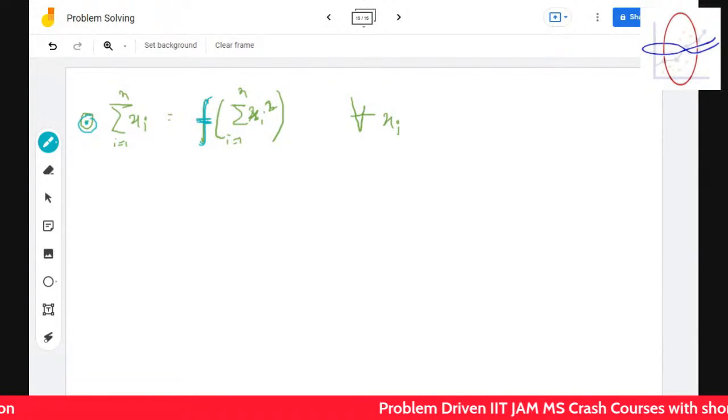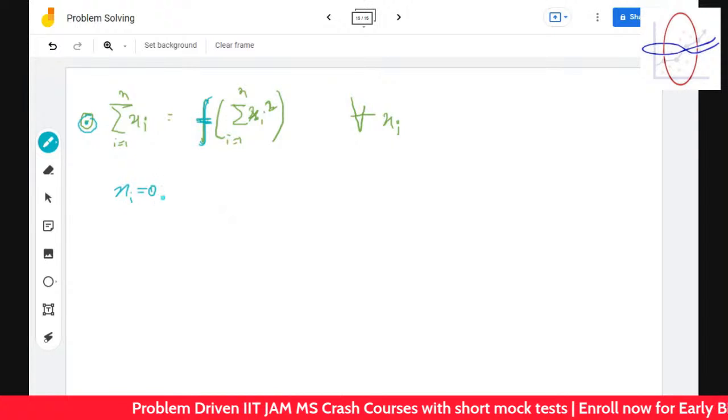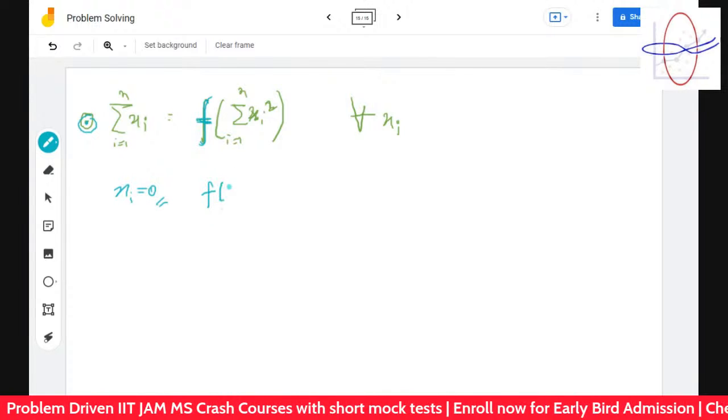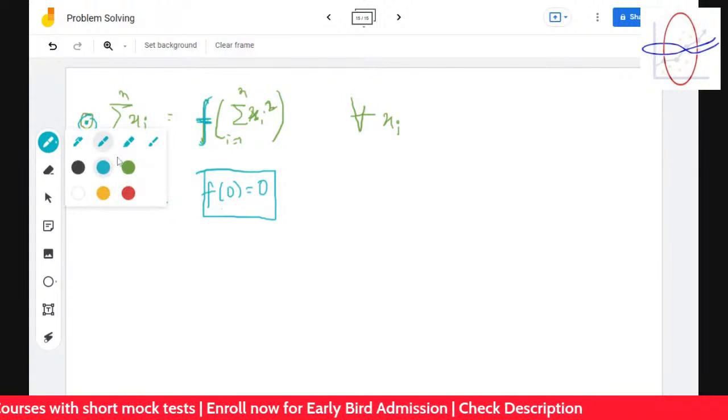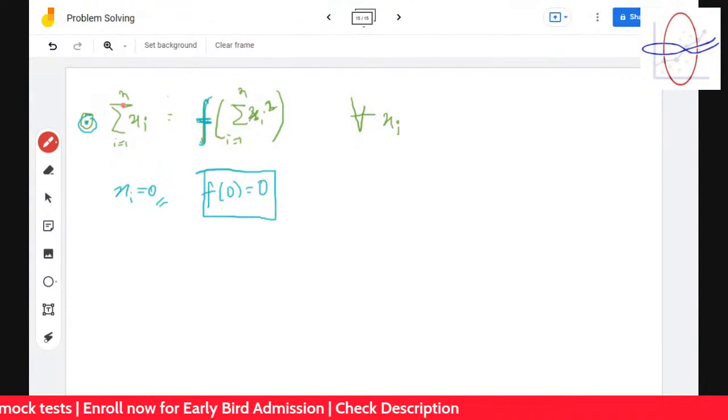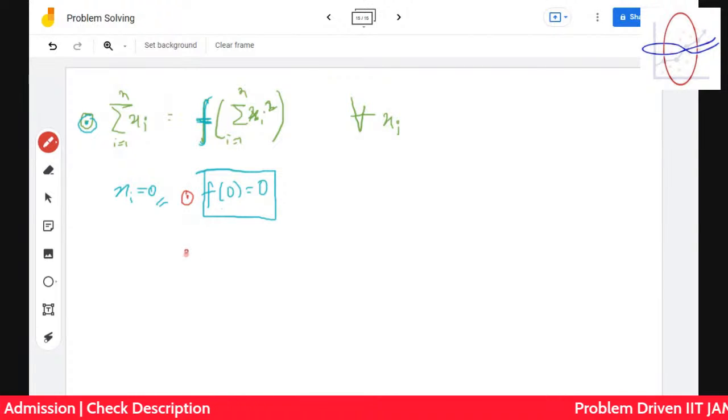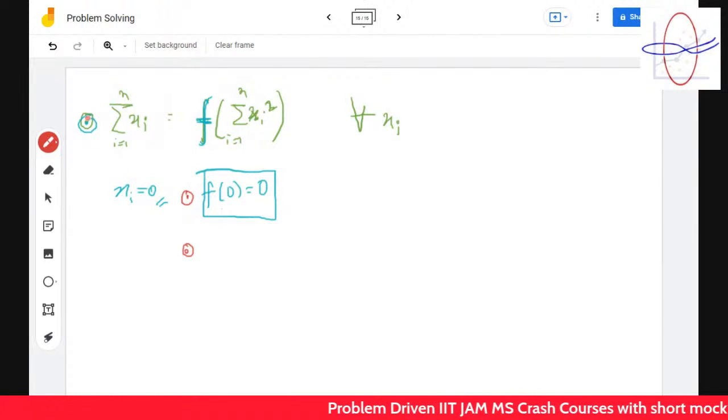This is a very interesting problem. How to show? Let's say all xi's are 0. That means f0 must be 0. So it's called a functional equation. The question is, does there exist a function such that this is equal to this or not? And this is all greater than or equal to 0. This is non-negative.